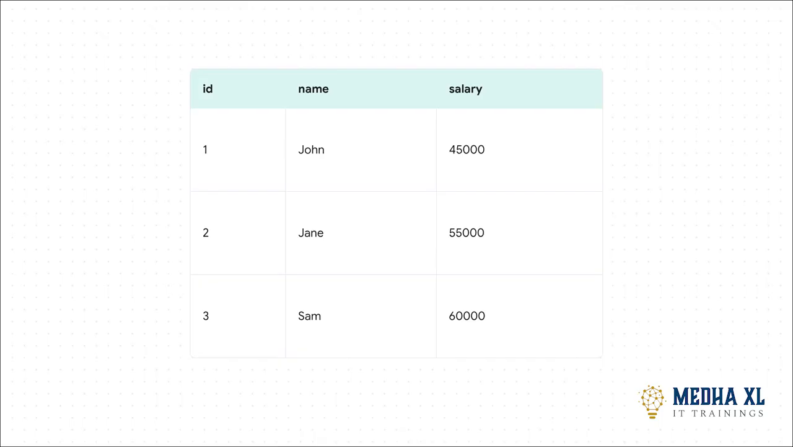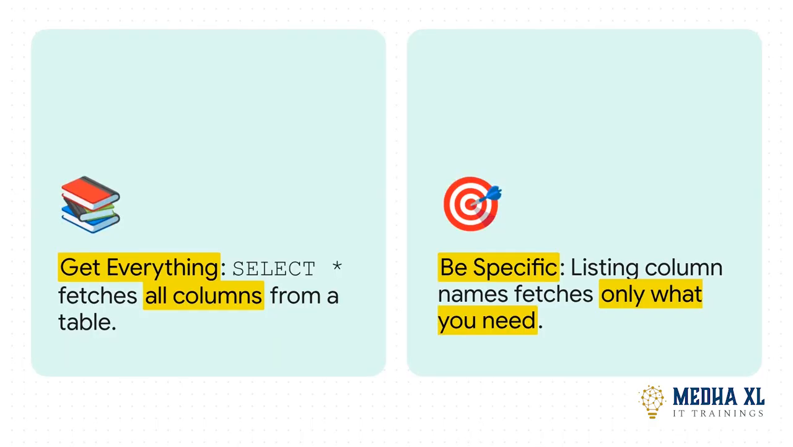And boom, here's our result. The database got it, no problem. It handed over every single column, the ID, the name, the salary, and every single row. Just with that one little symbol, we got the whole picture. But let's be real. Asking for the entire filing cabinet every single time, it's not a great idea. It can be slow, it's messy, and most of the time you only care about one or two specific things.